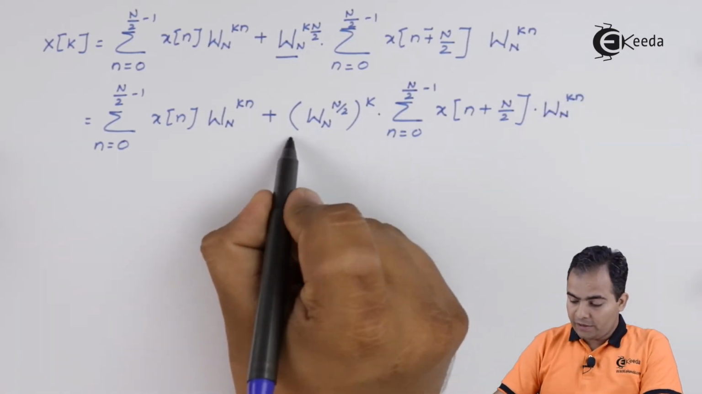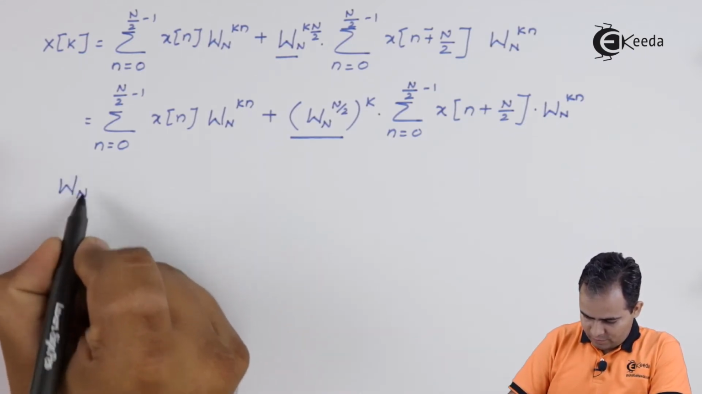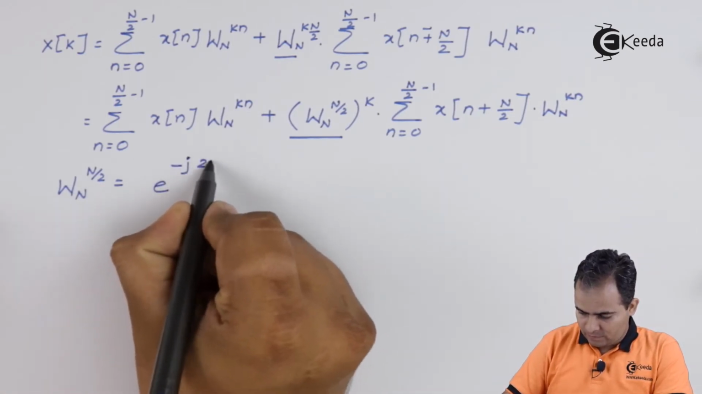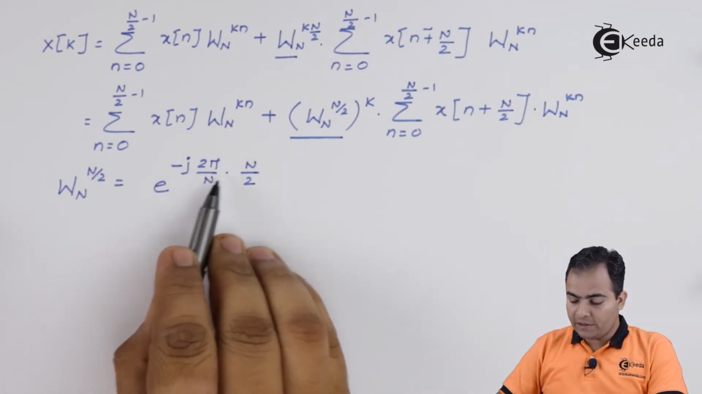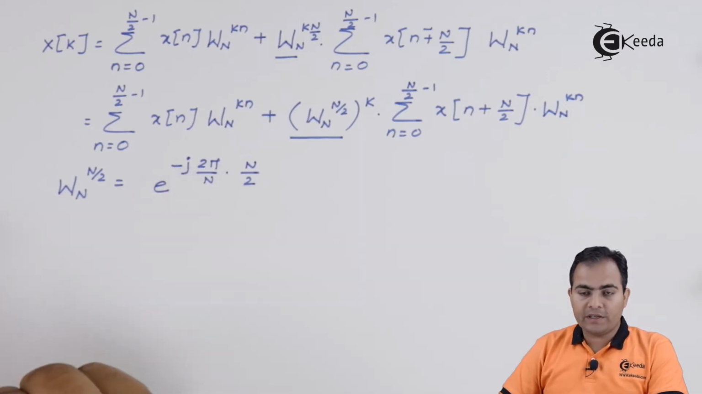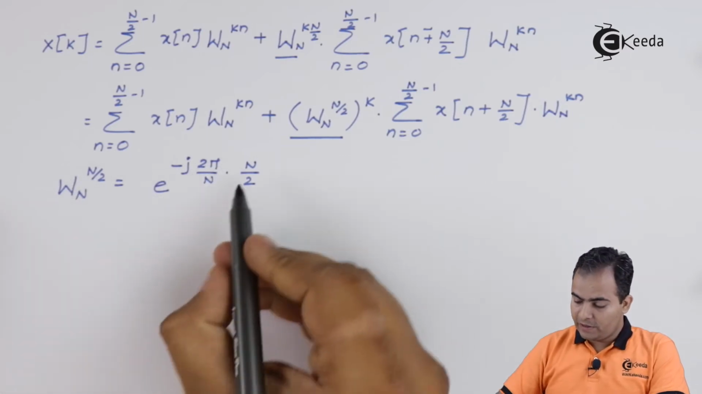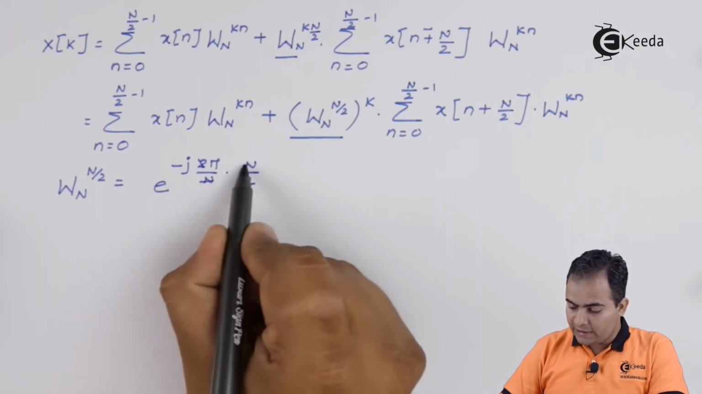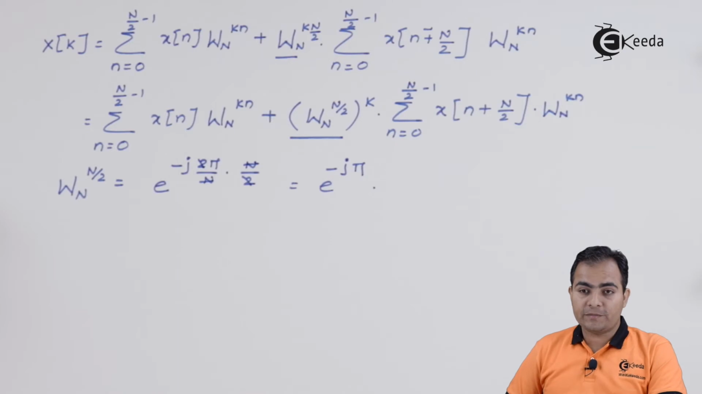Now, we will calculate the value of omega n to the power n by 2 first. Omega n to the power n by 2 can be written as e to the power 2 pi by n into n by 2. Basically, omega n, the value is e to the power minus j2 pi by n. If we write here kn, then kn will be multiplied with e to the power j2 pi n. Now from this equation, I can say that these two will get cancelled as well as this n will get cancelled. So what is remaining? e to the power minus j pi.